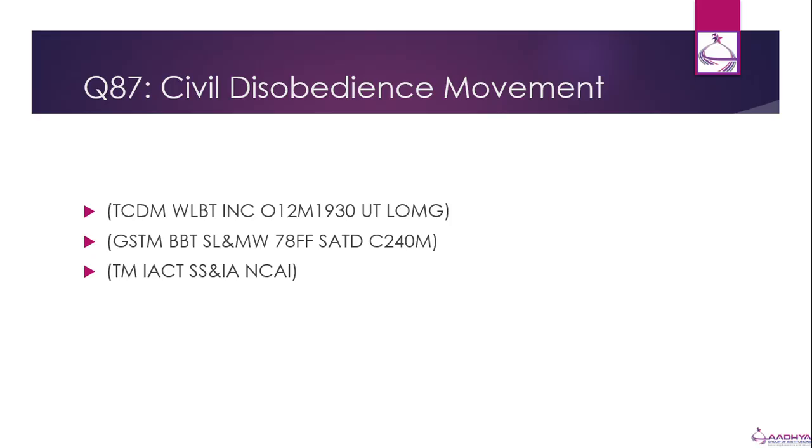Civil Disobedience Movement. The civil disobedience movement was launched by the Indian National Congress on 12th March 1930 under the leadership of Mahatma Gandhi. Gandhiji started this movement by breaking the salt laws and marched with 78 followers from Sabarmati Ashram to Dandi, covering 240 miles. This movement is also called the Salt Satyagraha and it awakened national consciousness across India.